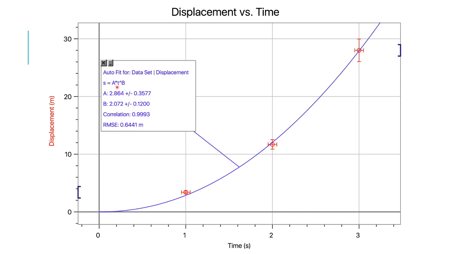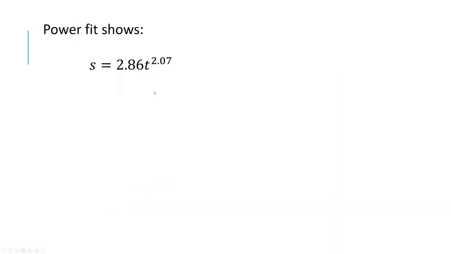We can look at this, and this is what LoggerPro is telling me. It's telling me usually y equals a x to the b. Since we call this displacement in time, my y-axis is s, my x-axis is t. Of course, that'll be different for every experiment. The important number is the b, though, because that's the power. LoggerPro will tell me what the best power is for my data, what kind of power I'm dealing with. So this is what LoggerPro is telling me, that my displacement is 2.86 times t to the 2.07 power. This is the important part. LoggerPro is telling me that the best power for my relationship is 2.07.